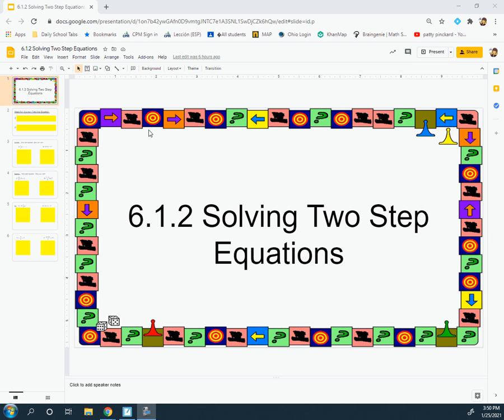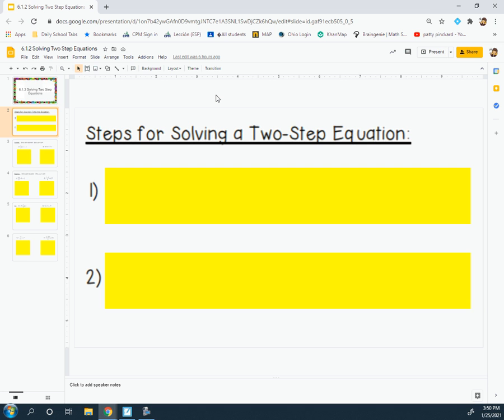Okay, so the 6.12 solving two-step equations. So the first part is the steps. When you're solving two-step equations, you're working backwards through the order of operations. So step one is to undo addition or subtraction using opposite operations.